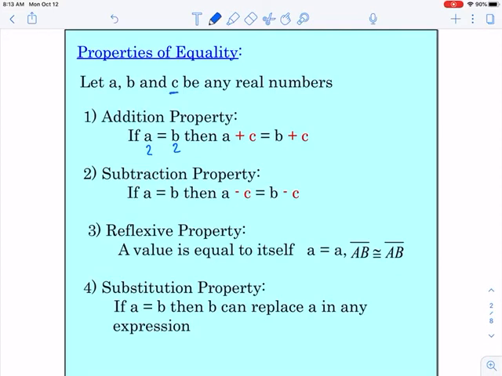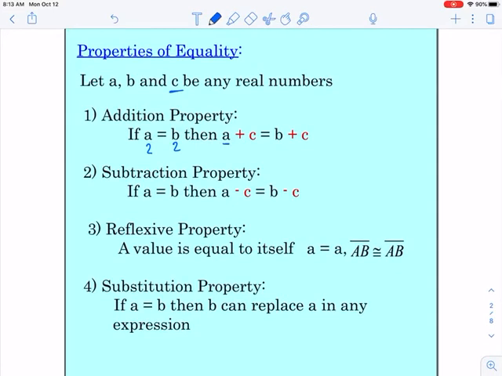C can be any number. So how about I make it 3? So I'm going to take A and add 3 to it, and I'm going to take B and add 3 to it. If I add 3 to both of those, I'm going to get 5 and 5. So that's just using numbers. You'll see how it's going to come into play in geometry in a second. But again, if A equals B, then A plus C equals B plus C.